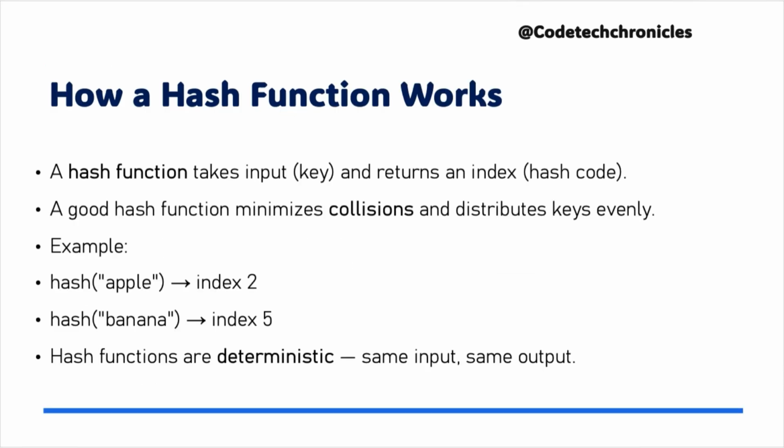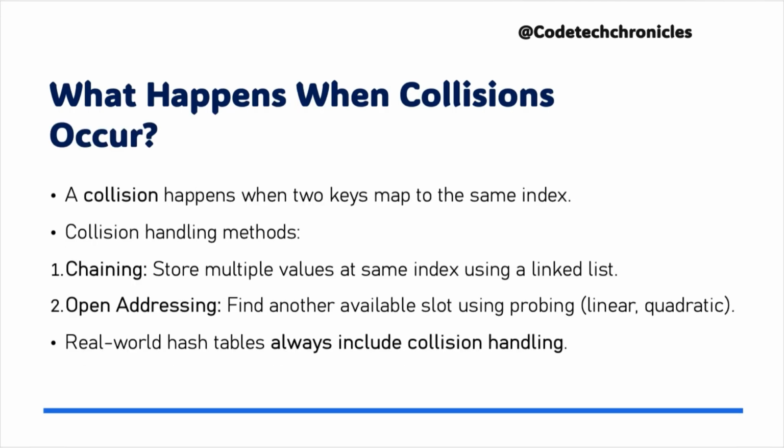How a hash function works. A hash function takes a key as input and returns an index in an array. A good hash function is like a good postal system. It spreads things out evenly. For example, hash of apple returns 2, hash of banana returns 5. Most importantly, hash functions are deterministic. Same input always gives the same output. The real power lies in avoiding collisions, which we will talk about next.